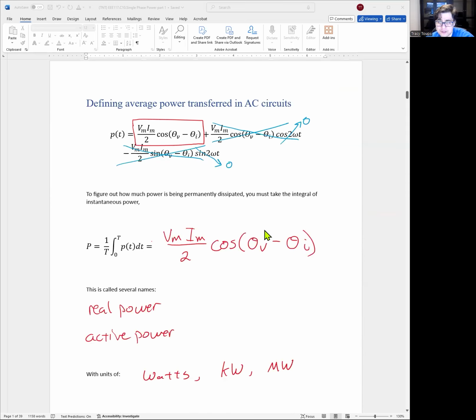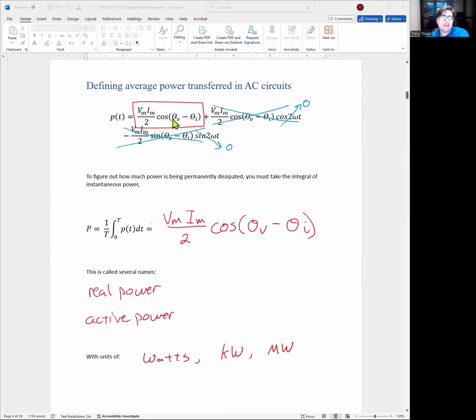To show this, here's our function again. Let's concentrate on that constant part. Instantaneous power goes up and down all over the place, but what's more important is how much energy is being permanently dissipated in the load. If you turn a light bulb on, there's going to be a permanent amount of energy that goes from the source to the light bulb. We need to figure out what that permanent energy flow is. It's not going to be oscillating back and forth. It's going to go to the light bulb and then burn up.